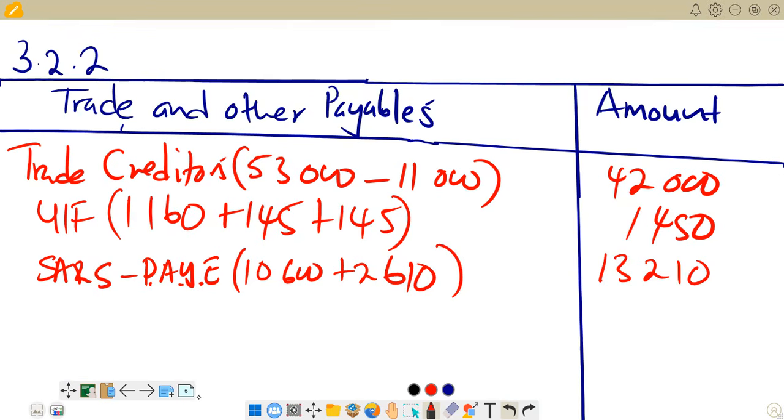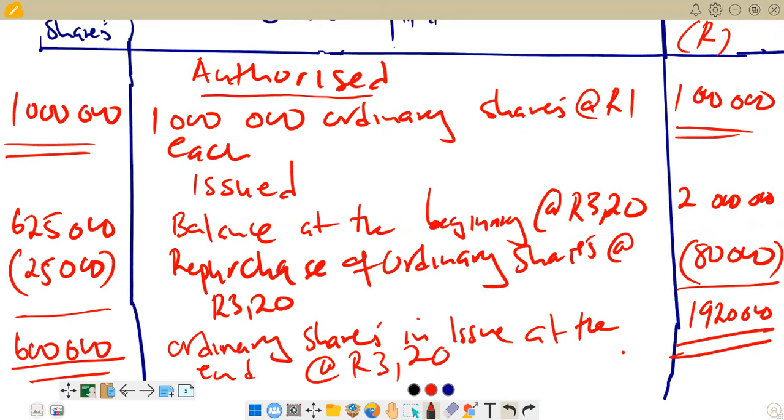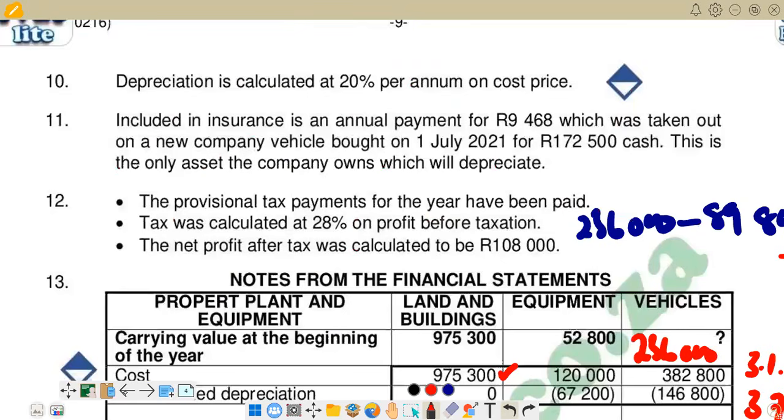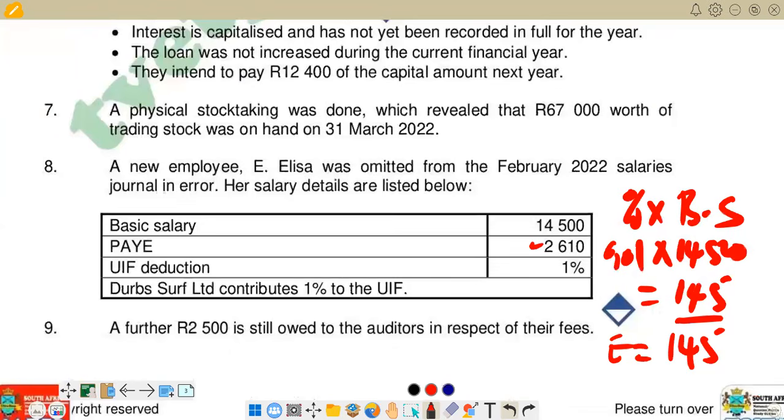Then we check other adjustments that we can have. Remember, if we have an income paid in advance, we are supposed to put it there. And if we have any accrued expense, we are also supposed to put it there. Then we come there, we check. We are being told that a further 2,500 is still owed to the auditors in respect of their fees. So this is an accrued expense, 2,500.